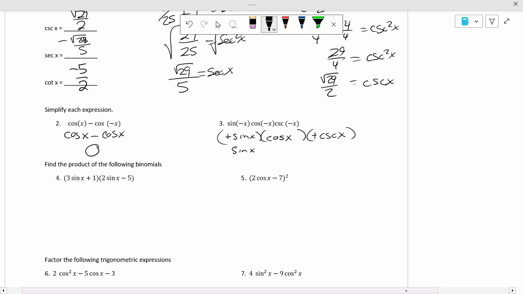Cosecant is 1 over sine of x. So what happens to that? Cancels. So I'm left with cosine of x.